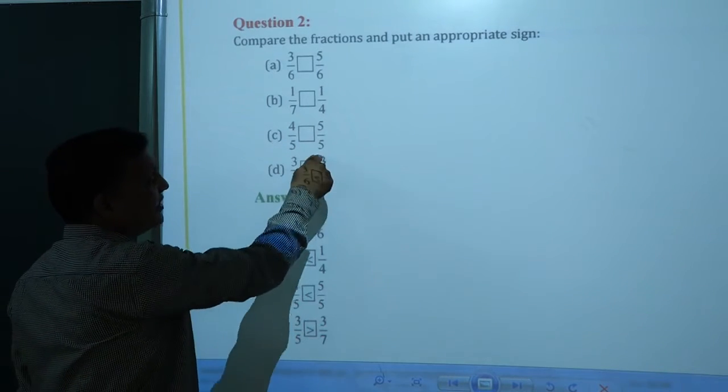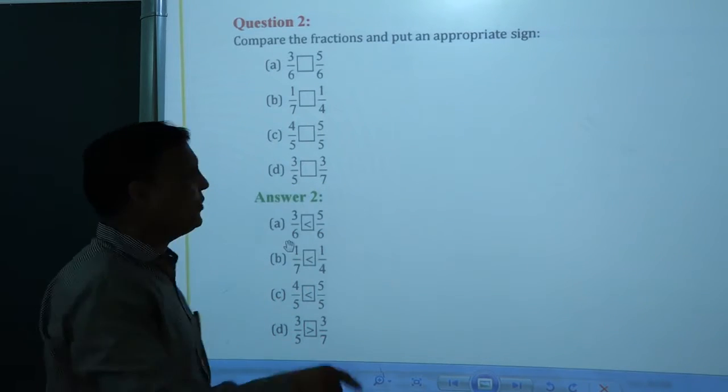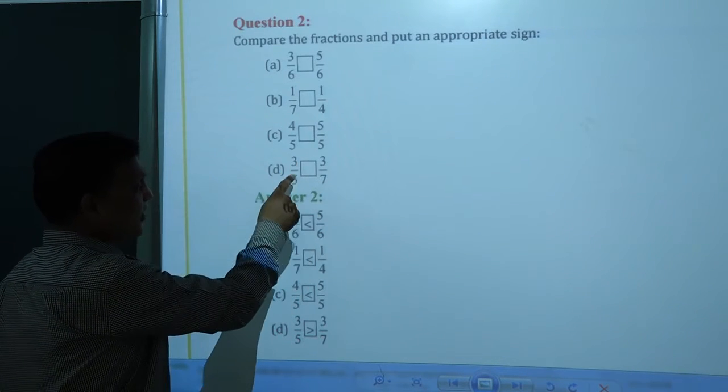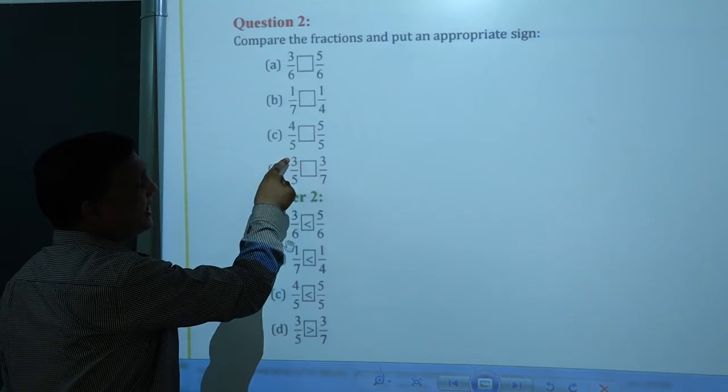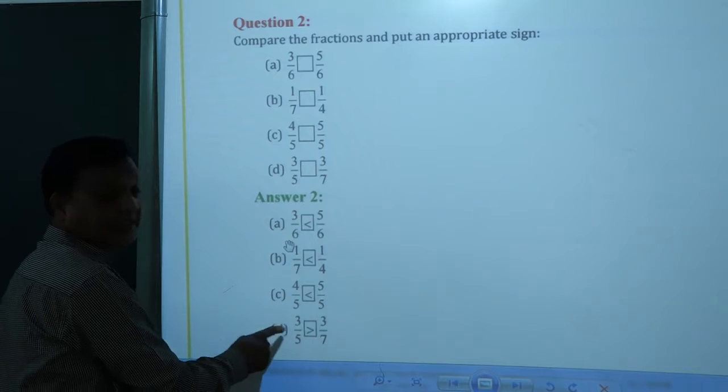Now 3 upon 5 and 3 upon 7, both the denominators are different. What do you do? Cross multiply. 7 times 3 is 21. 5 times 3 is 15. It came 21 on this side and 15 on the other. So 3 upon 5 is the greater.